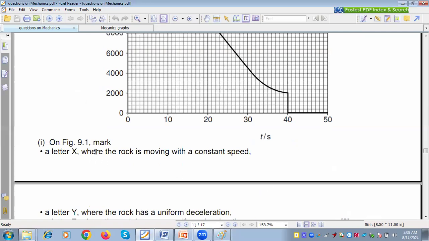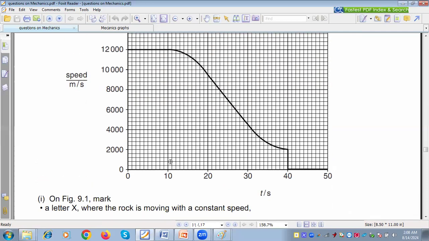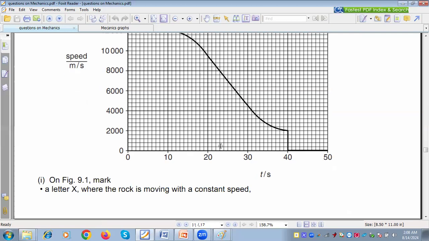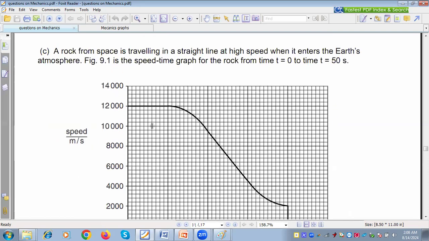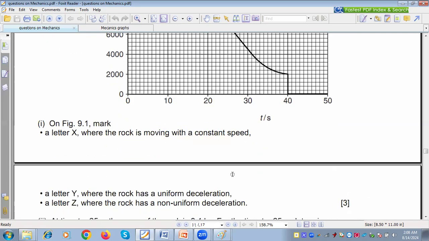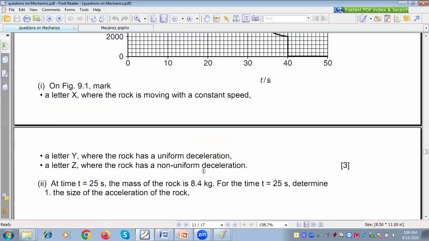On this figure 9.1, mark where the rock is moving at a constant speed. Which region will be marked? The region between 20 and 30. This is the constant speed, and you have to give the letter X to this, and Y to where the deceleration is uniform, and Z to non-uniform deceleration.